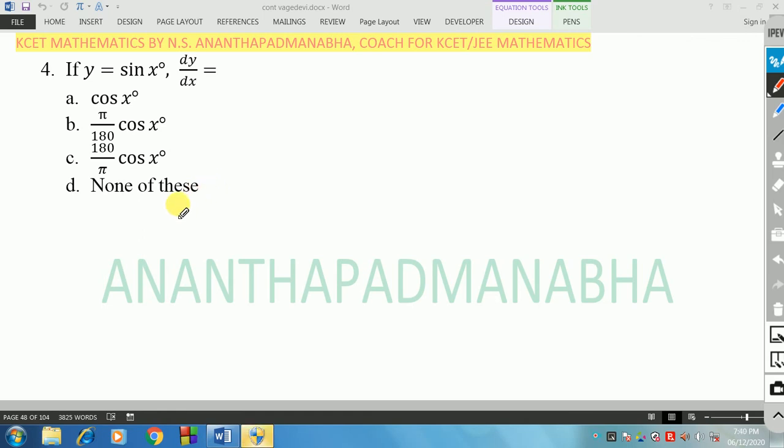So you can keep it in mind while differentiating these trigonometric functions, the angle should be in radians. Here it is given that it is sine x degree. So we'll convert this to radians.